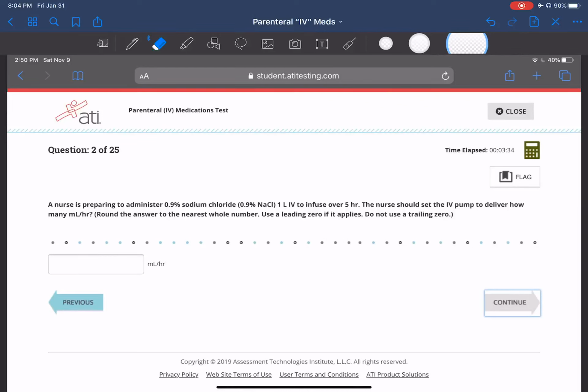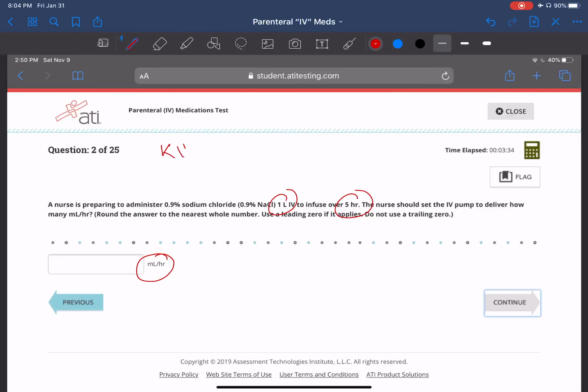Okay, so let's go ahead and go through this question. A nurse is preparing to administer NaCl 1 liter to infuse over 5 hours. The nurse should set the IV pump to deliver how many mLs per hour. So what they're asking for is mL per hour. If you look at the question, there's literally only two numbers that it gives you: 1 liter per 5 hours. So obviously they're asking for mL, so we need to change the liter to milliliter.